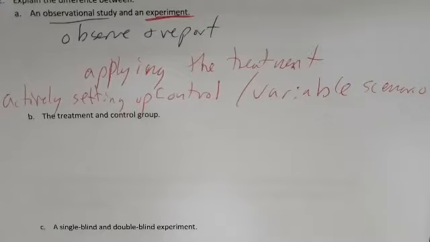The treatment group in an experiment is the group of sample members who receive the treatment being tested. The control group in an experiment is the group of sample members who do not receive the treatment.